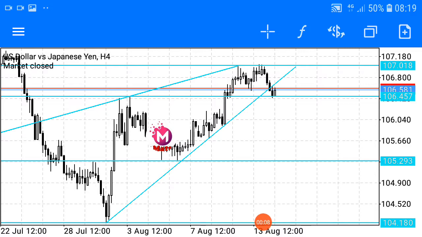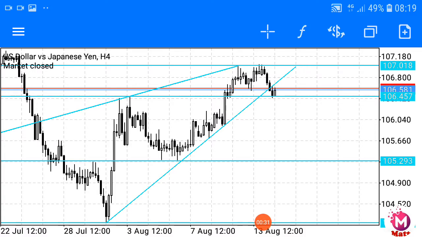This weekend, as you can see, the market is marked as closed, but we have to make preparations for our next week trading. So I'm going to talk about US dollar versus Japanese yen on 4 hours. As you can see, we have a structure here which is a narrow wedge.